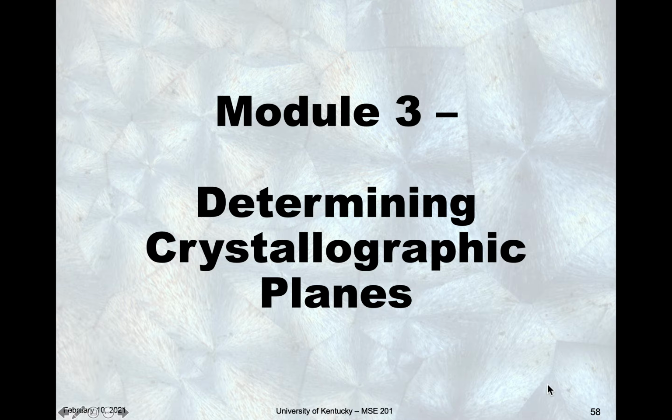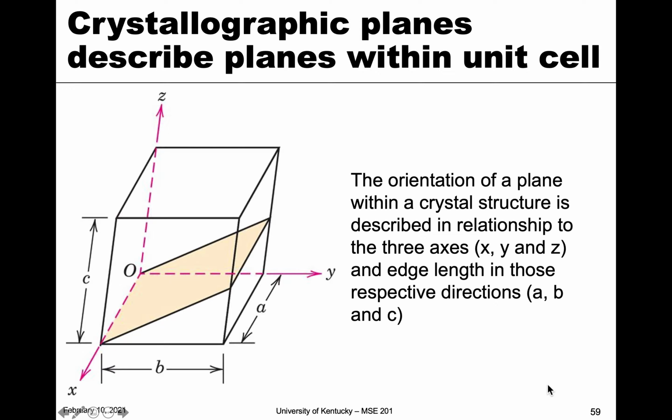All right, so we've talked about points, directions, and hexagonal, and now let's move on to planes. So crystallographic planes describe a plane like you know from math class, but again with the context of a unit cell. So we again kind of constrain it to this generic unit cell that you have, right? So this yellow shaded in region is the plane within the unit cell.